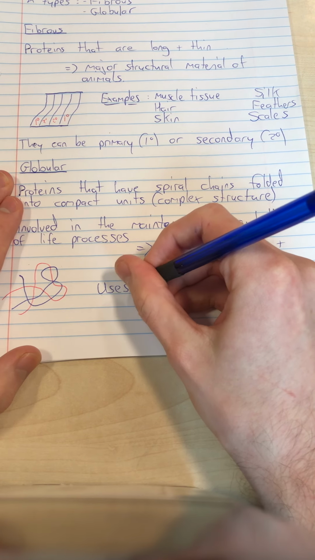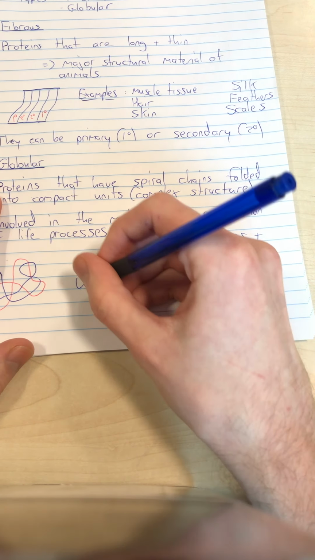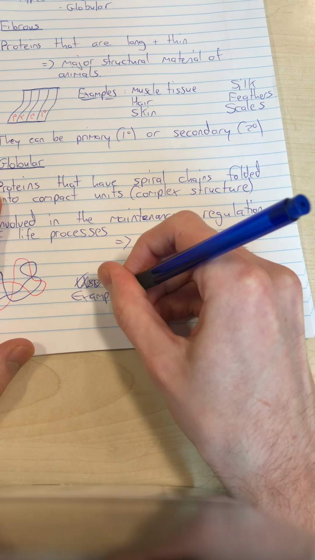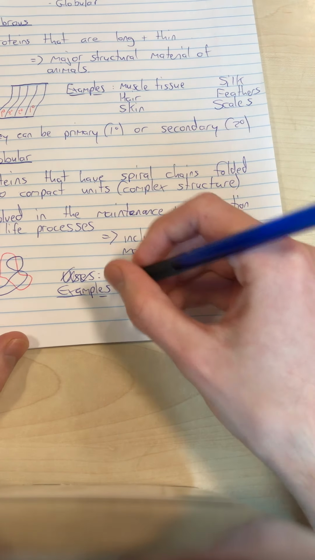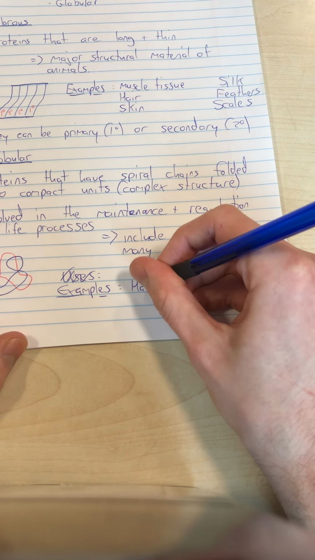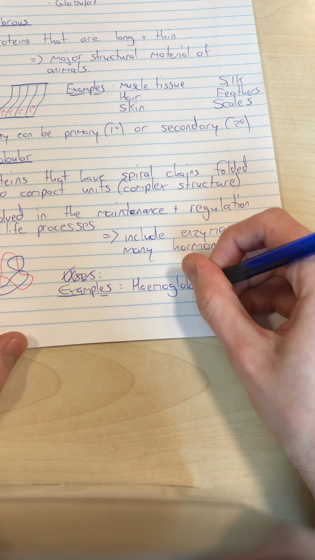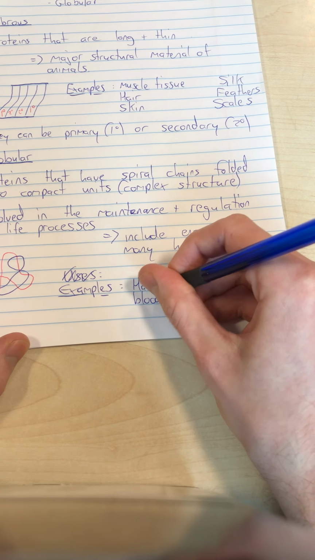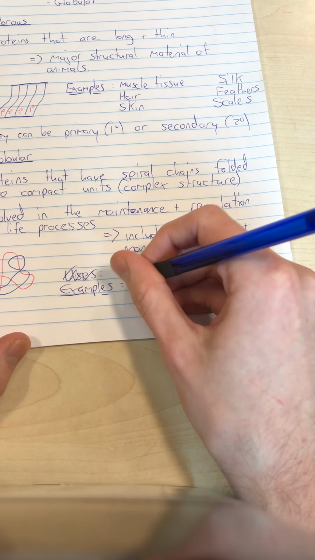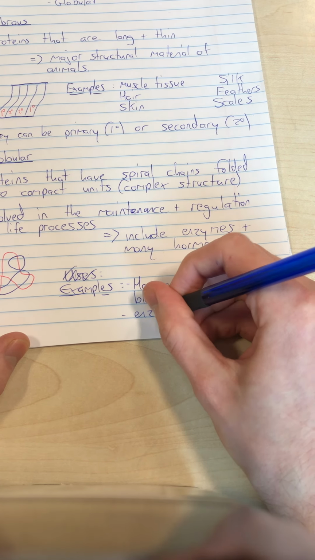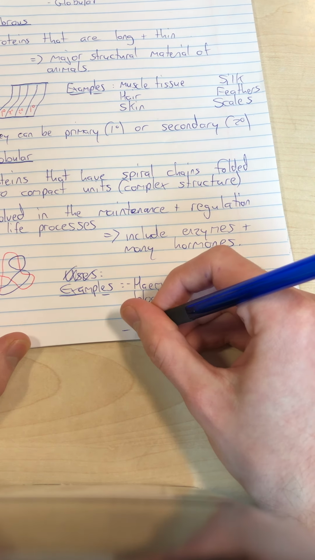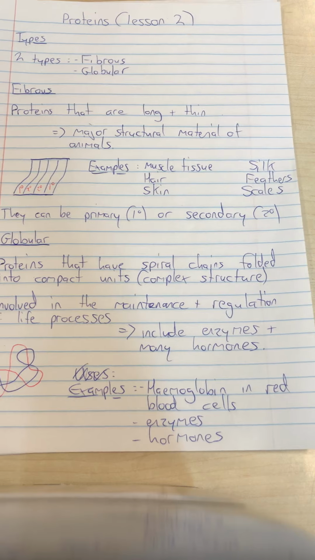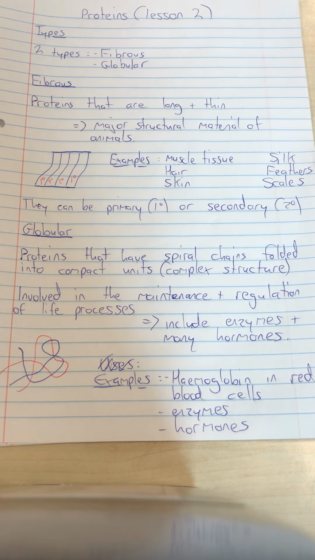And the examples, sorry, not uses, examples of globular proteins. You've got hemoglobin, found in red blood cells. And then, like I said, you have enzymes and you've got some hormones. Okay, so that's our two types, fibrous and globular.